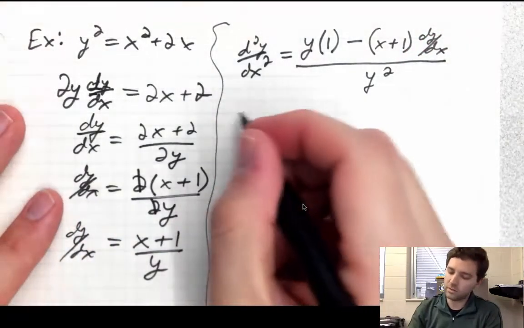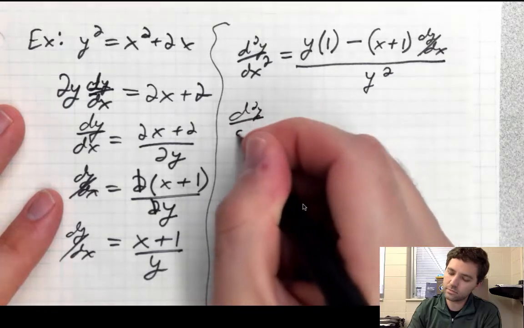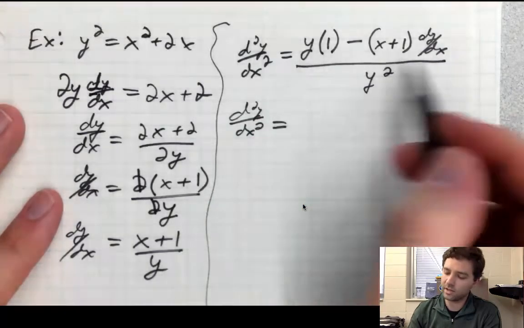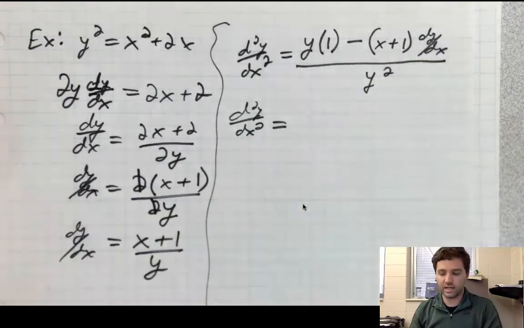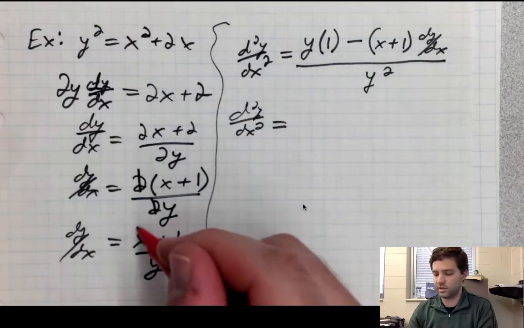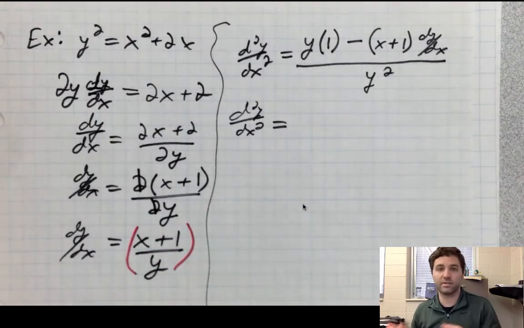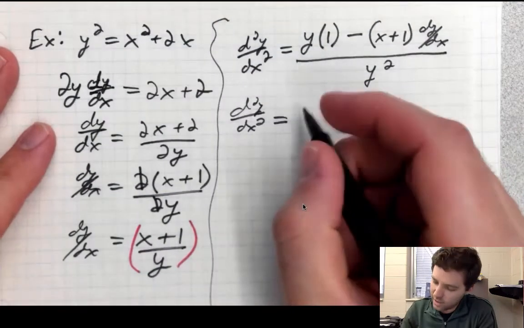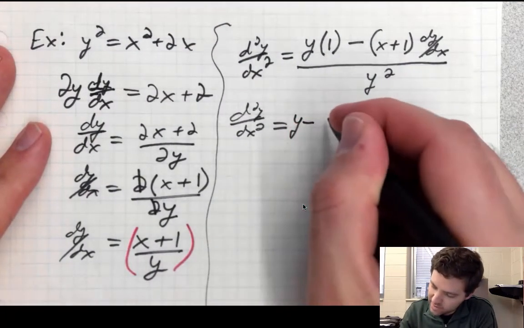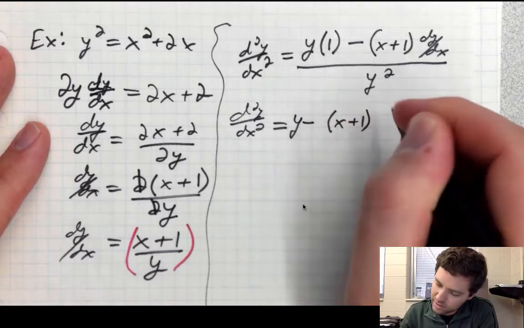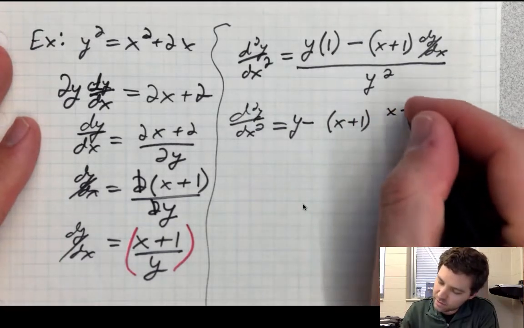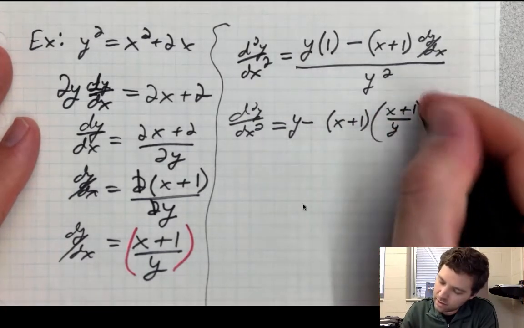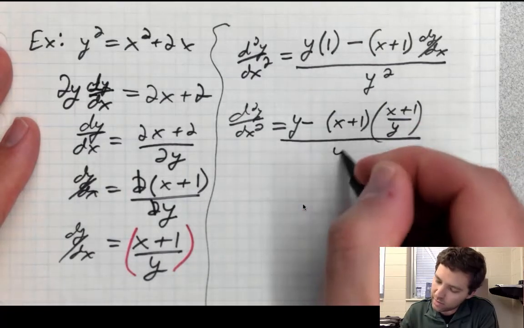Okay, now I'm going to clean this up, and I'm going to plug in for dy/dx. I'm going to take this expression here, (x + 1) over y, and plug that in because I want my final answer to be in terms of x and y. So I will get y minus (x + 1) times (x + 1) over y, all divided by y squared.